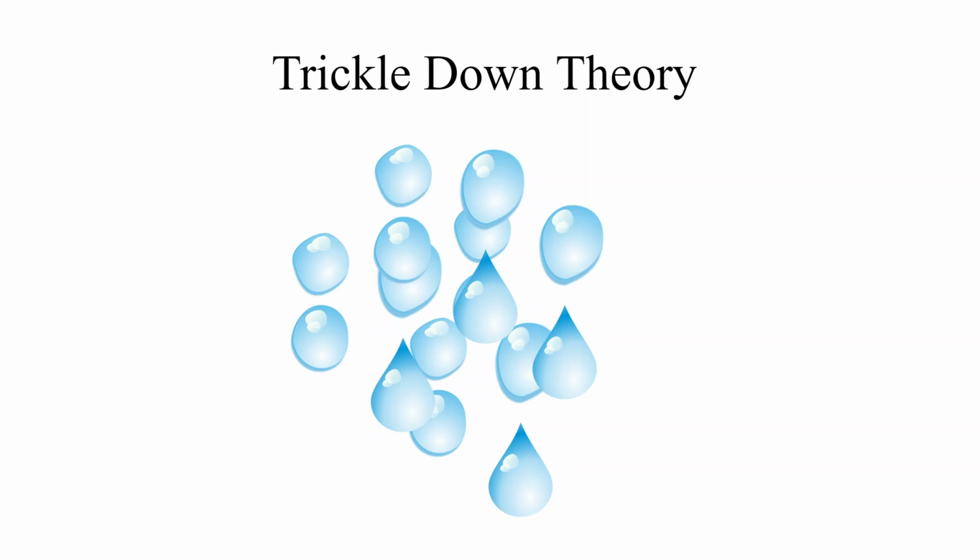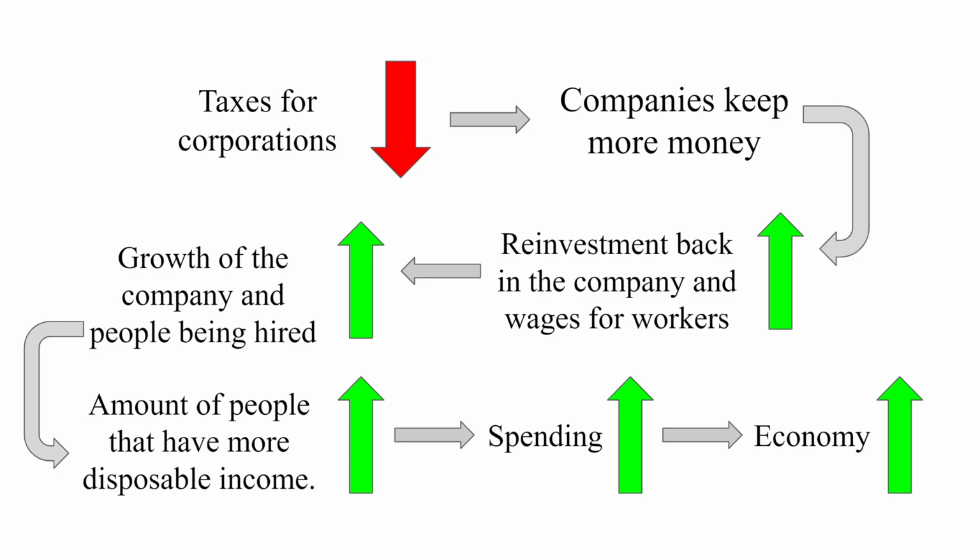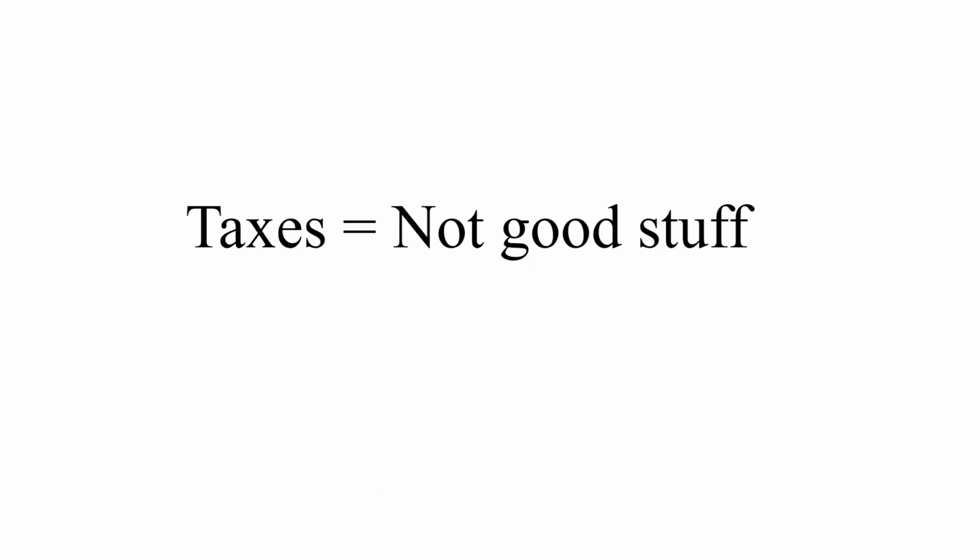Well, it is heavily based off of an idea called the trickle-down theory. The trickle-down theory, and basically all of Reaganomics, kind of works like this. When you lower taxes for corporations, these companies keep more of the money they earn. They use this extra money to reinvest back into their company, which would lead to higher wages for workers. This reinvestment allows the company to grow even more, which obviously leads to more people being hired. This leads to more people having more disposable income, which leads to more spending and a better economy and much more economic growth.